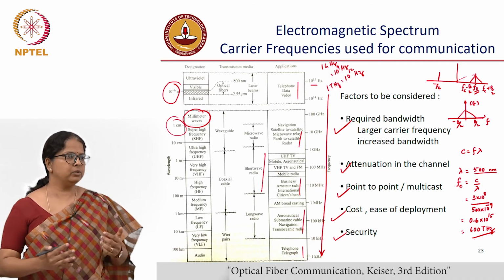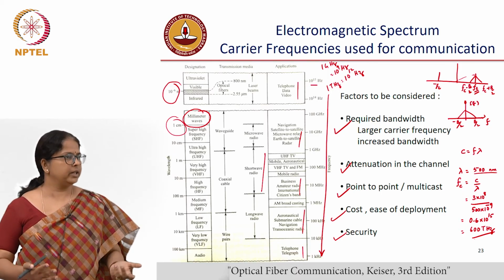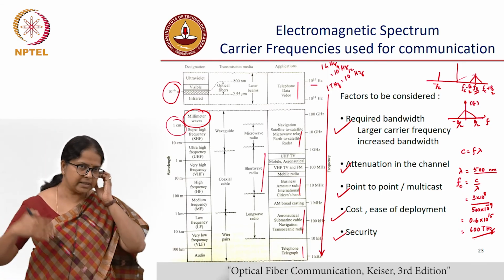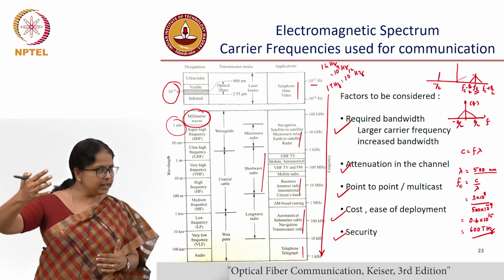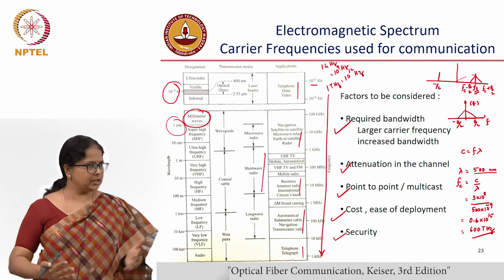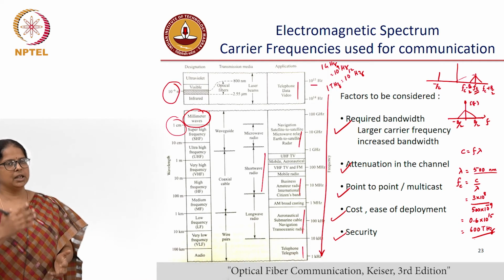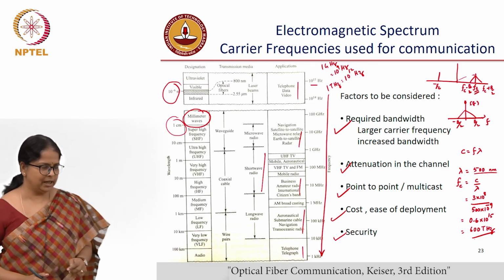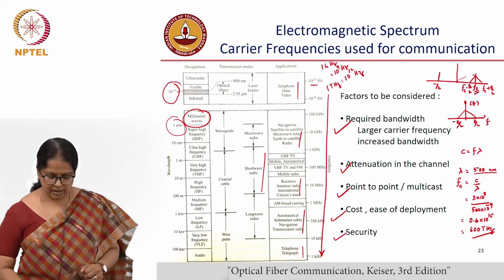Currently your cell phones are using something like 2.5 gigahertz or 2.8 gigahertz as your carrier frequency, but the next generation wireless communication system is talking about using higher carrier frequencies, and one such carrier frequency is 26 gigahertz or 28 gigahertz depending on which country you are in, and that comes under the class of millimeter waves.